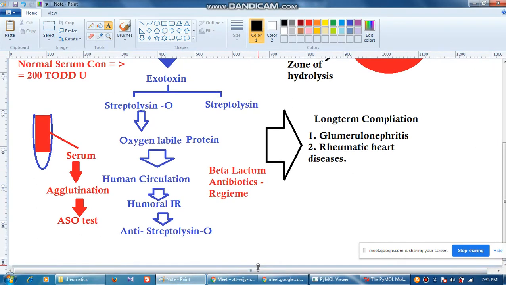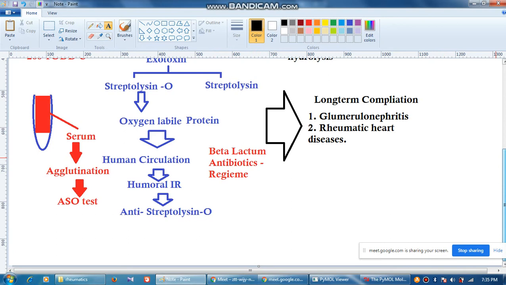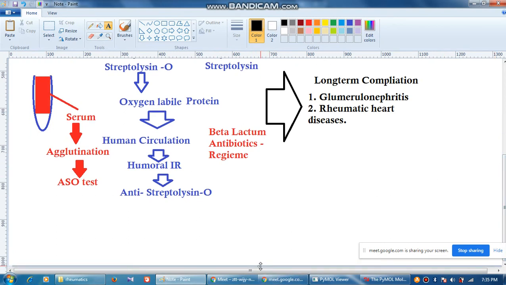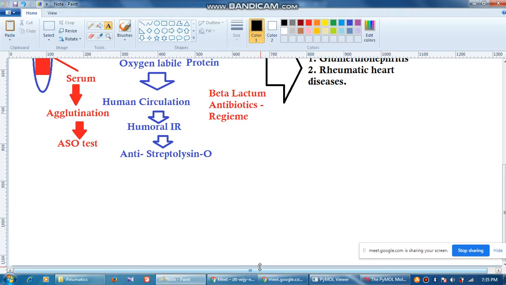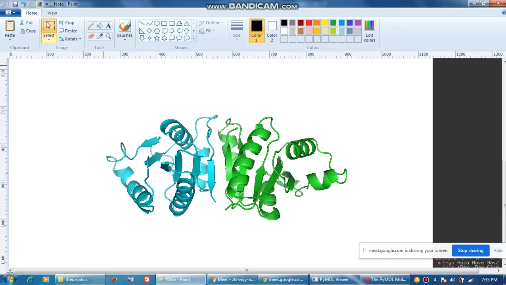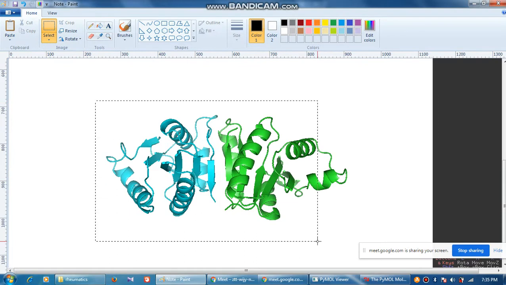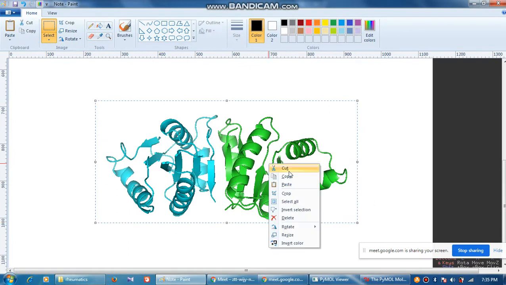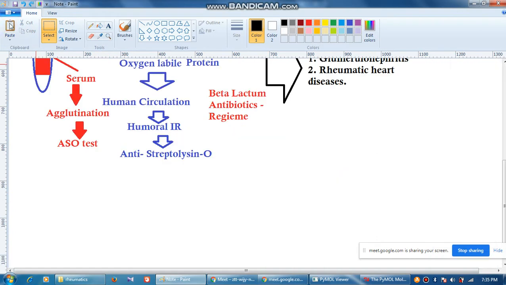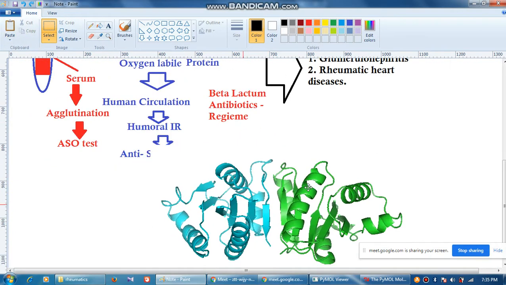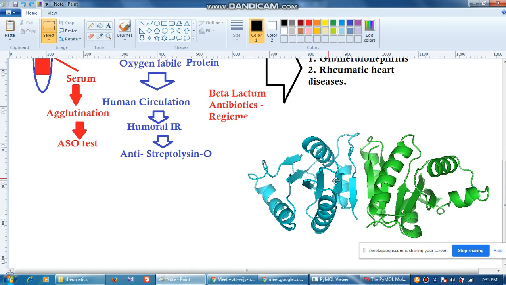Okay, and we'll show what is the immunological basis of this streptococci infection also, so that you can understand why this glomerulonephritis takes place, and why rheumatic heart disease takes place due to this particular infection. Then again we will cut our target, cut, and then undo, and then again undo, and then paste. Yes, nice.